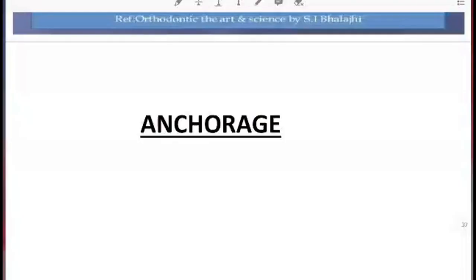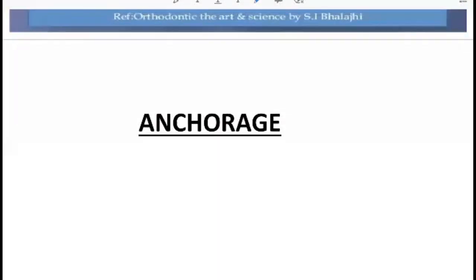So now we will speak on Anchorage. So what is Anchorage? When we have an orthodontic treatment, we need something which is known as Anchorage. What is Anchorage and who are these anchors? The force that is used to move a teeth in a desired direction is derived from some certain anatomical structures. These are known as anchors.